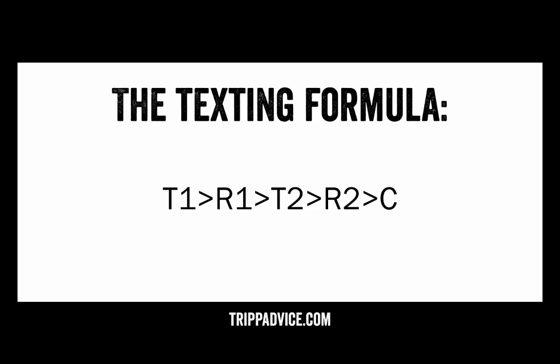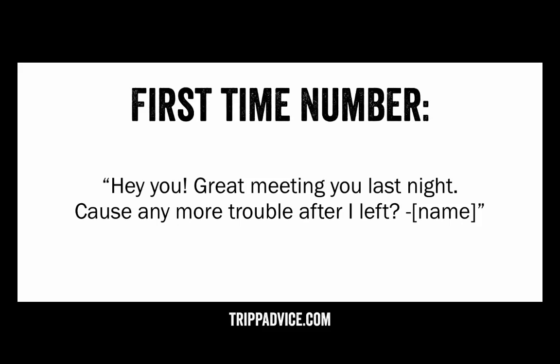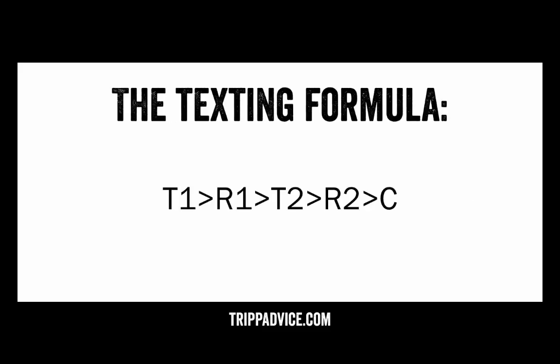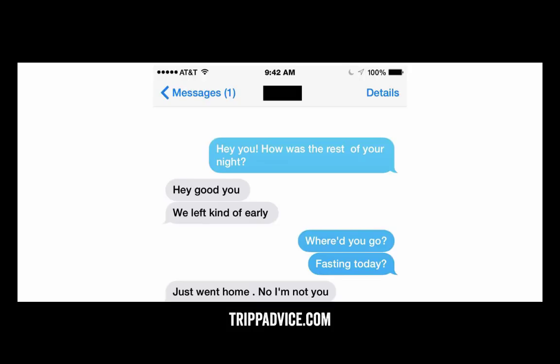It's T1R1, T2R2C, okay? Not to complicate this anymore, but T1 is just your text. It's your text number one, which was like this one, okay? And then she's going to respond. That's her R1. Then you're going to text her back, T2, and then she's going to text back her response, and then C is close, meaning you're going to go for the close. You're going to go for hanging out with her, right? Because that's the goal. Remember, that is the goal. Okay, so in just a second here, I'm going to show you an example of me using this formula, almost to the T, but the general idea of what it looks like. So let's get into that.